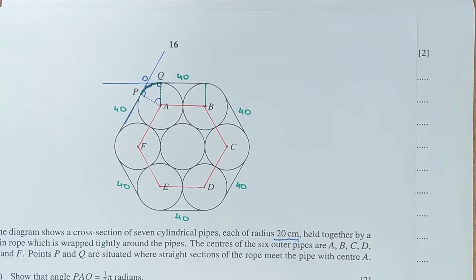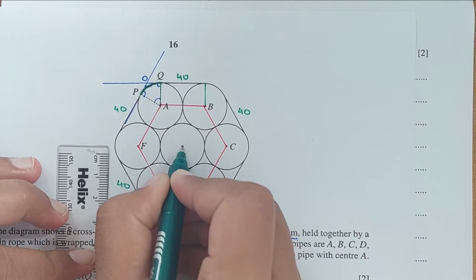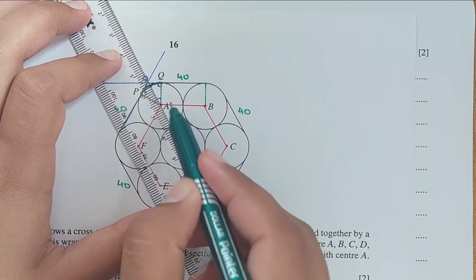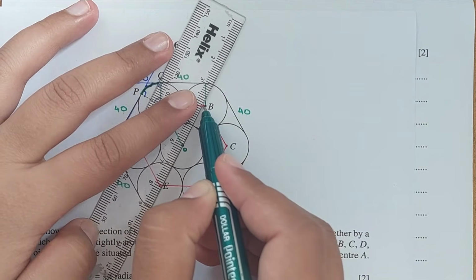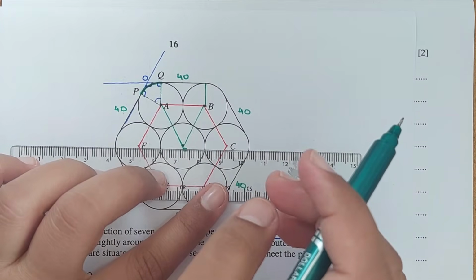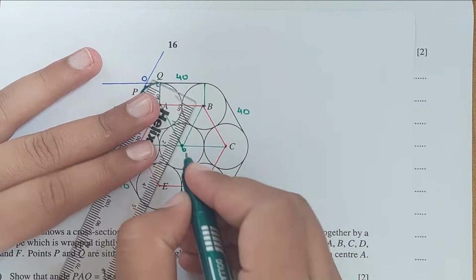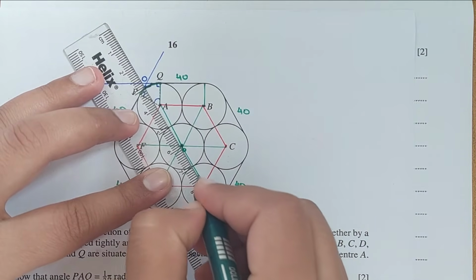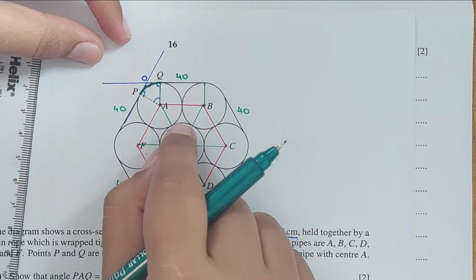Let me break this into triangles. Let's say this is the center O. Let me connect A with O, B, O, C and F, E and D. Okay, so basically we have to find the area of one triangle.